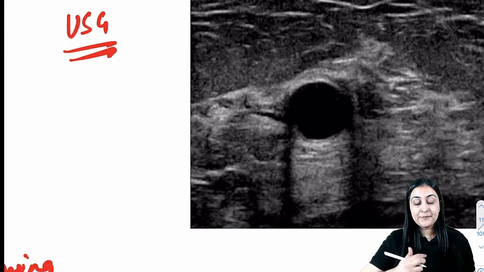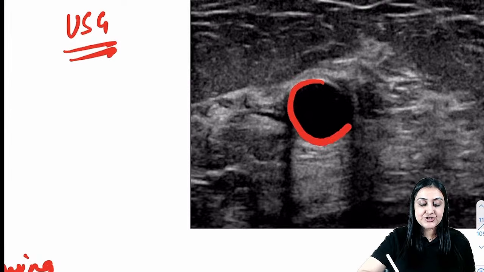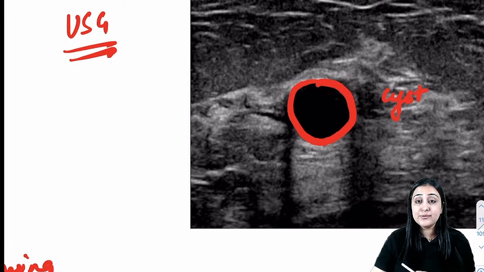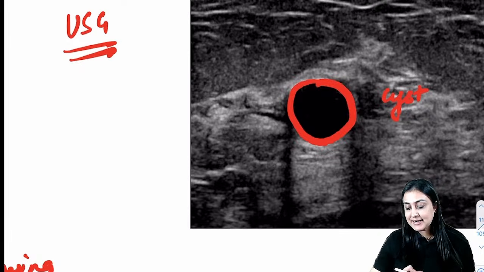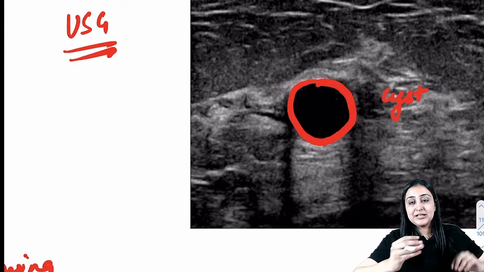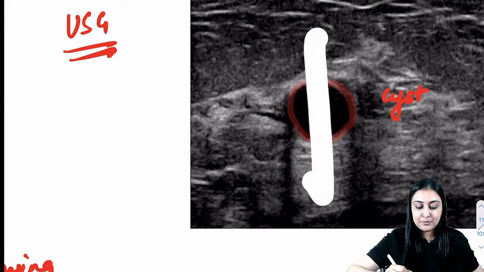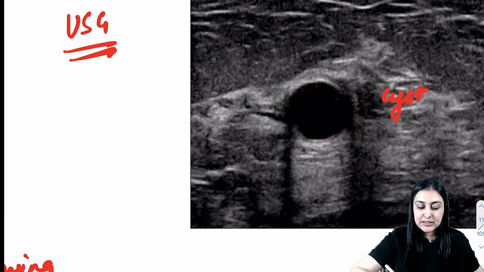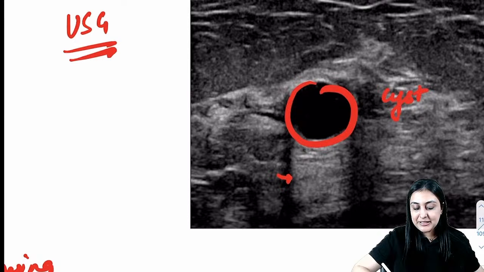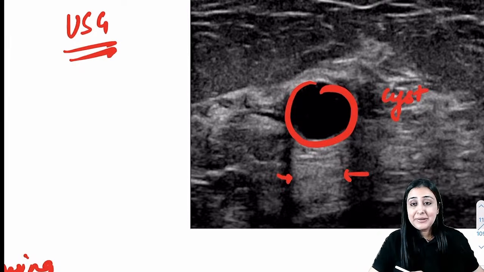On the other hand, exactly the opposite is water. This is a fluid-containing lesion which is called a cyst, right? So this is a cyst which is filled with fluid. A cyst is exactly opposite, which is basically going to let all the sound waves pass through it. When it allows everything to pass through, what will I see? Behind it, there is going to be this whiteness. The cyst itself appears black.